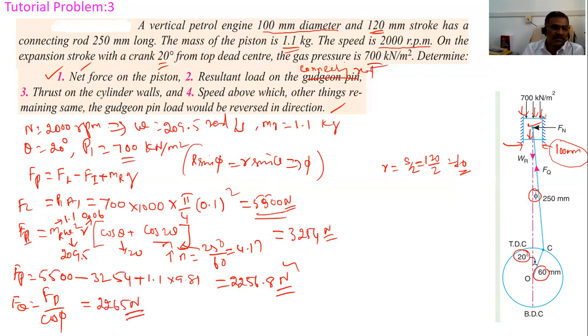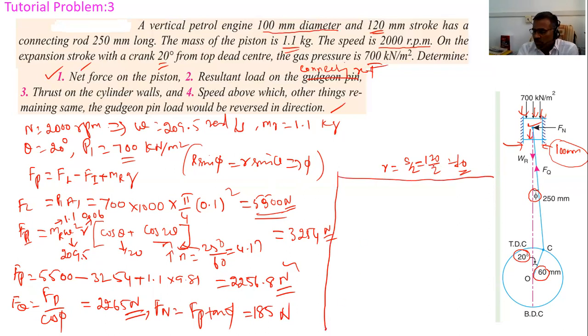2265 Newton. And another thing is Fn. Fn also we have already discussed. Fn is equal to Fb into tan phi. If you substitute in this equation, you will get 185 Newton.